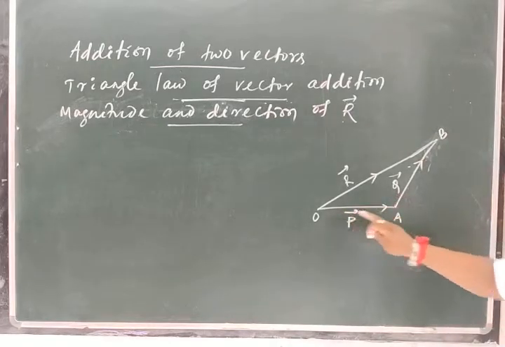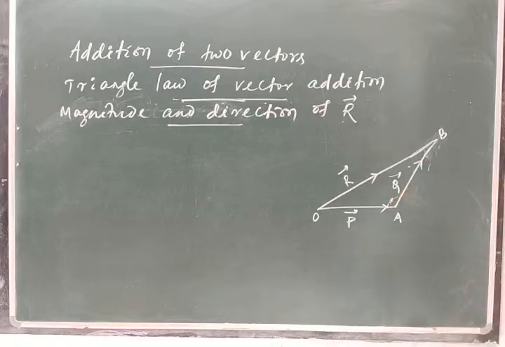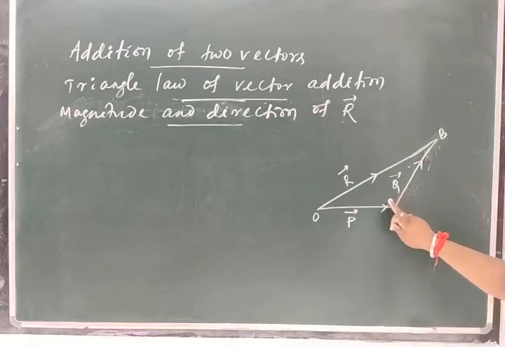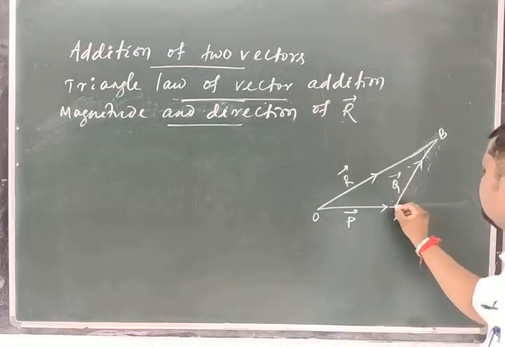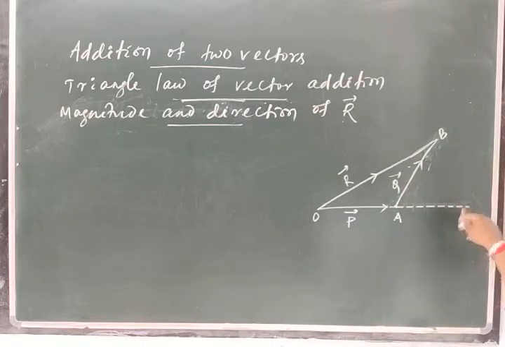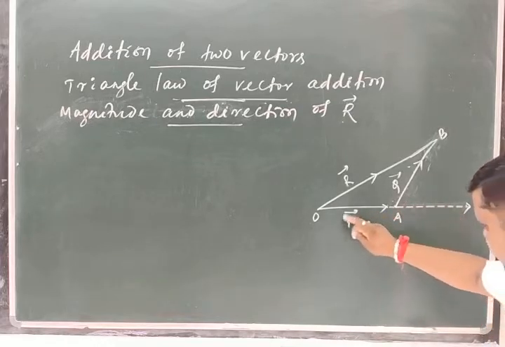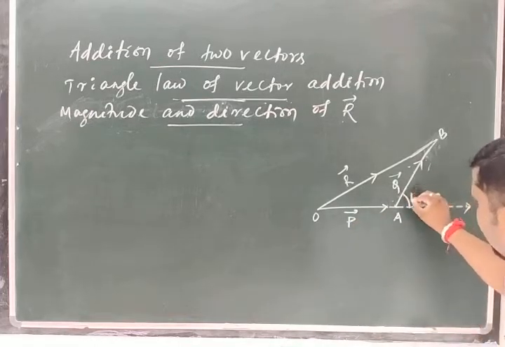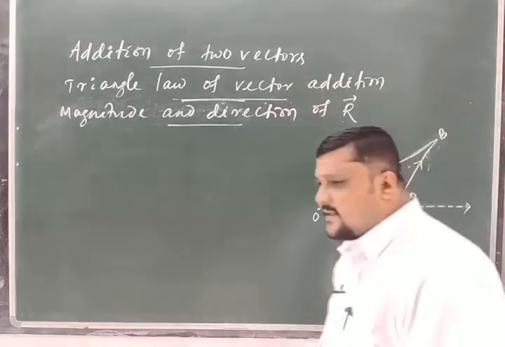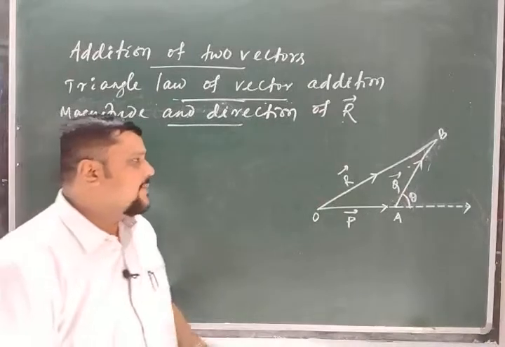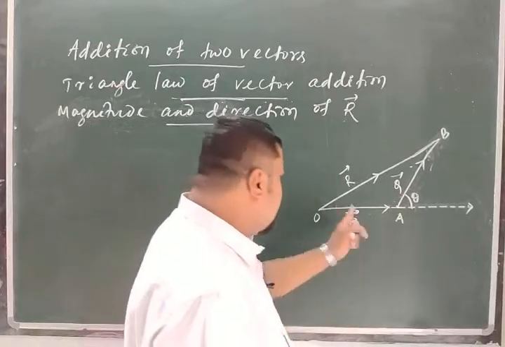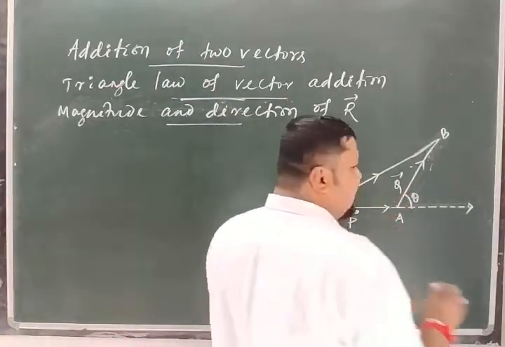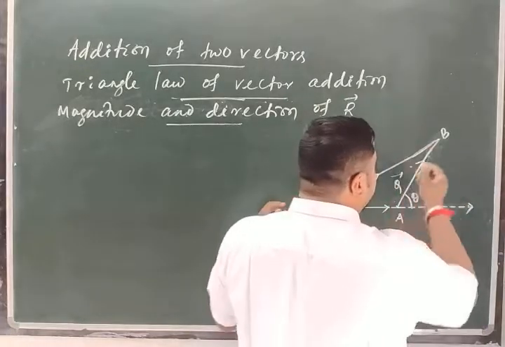If this is the angle between P and Q, no, this is not the angle because it is not tail to tail coincide. So now shift P parallel, like this. This is the shifting of P parallel, and this will give you the angle theta. So theta is the angle between the two vectors P and Q. Clear?